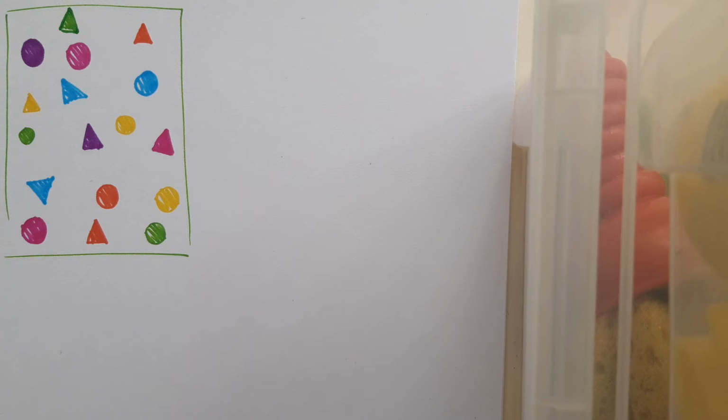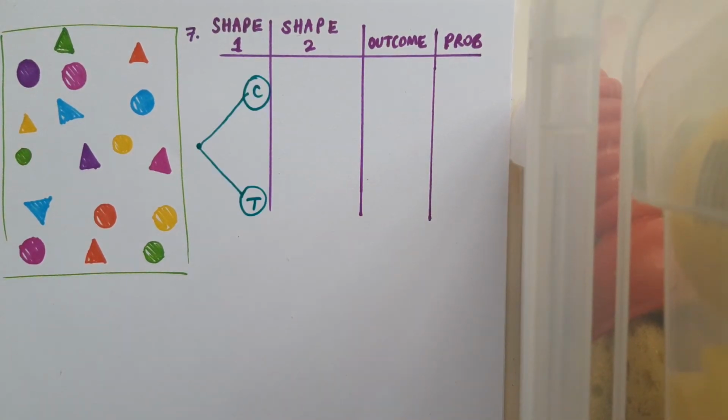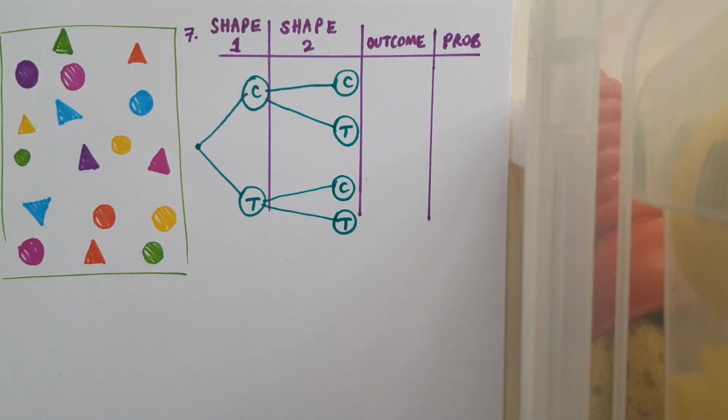The next set of questions were based off this diagram. And the first of the questions relating to this was to do with shapes. I had to select a shape, not replace it, and then select a second shape. And I gave you a hint in the question to draw a tree diagram. So I've set up the skeleton for my tree diagram. And the first shape that I choose can be a circle or a triangle. And the second shape that I choose can be a circle or a triangle.